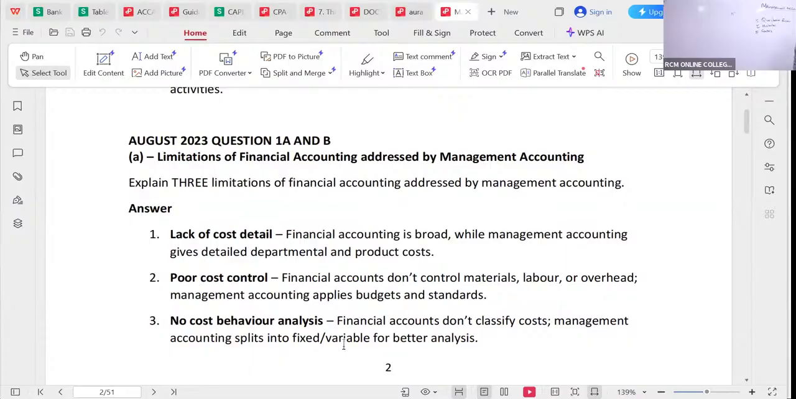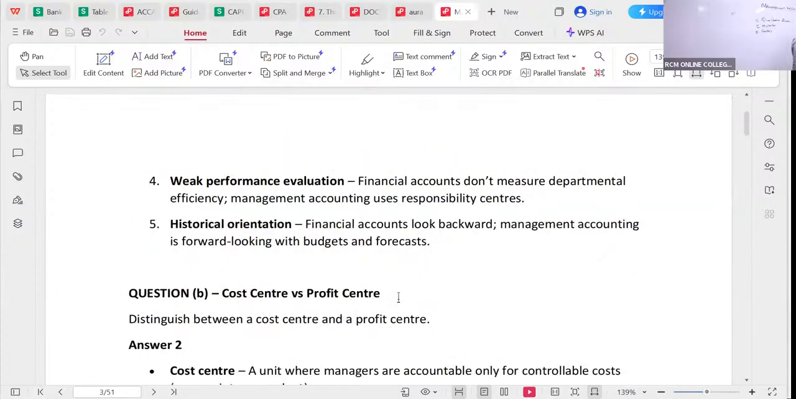Management accounting splits into fixed and variable for better analysis. Weak performance evaluation. Financial accounts doesn't even measure this departmental efficiency. Management accounting uses what we shall be calling responsibility centers. Historical orientation. Financial accounts looks backward. Management accounts is forward looking with budgets and forecasts.